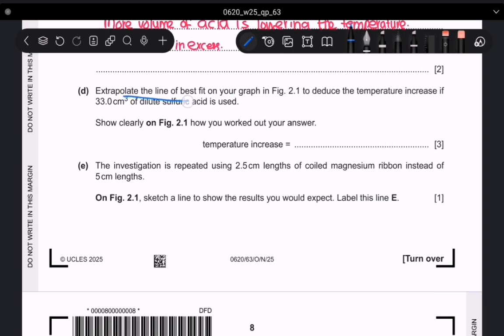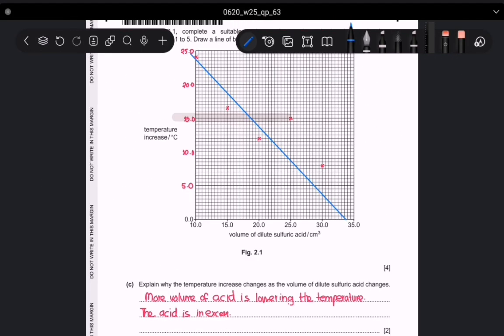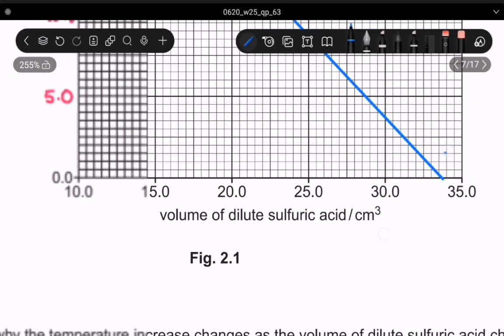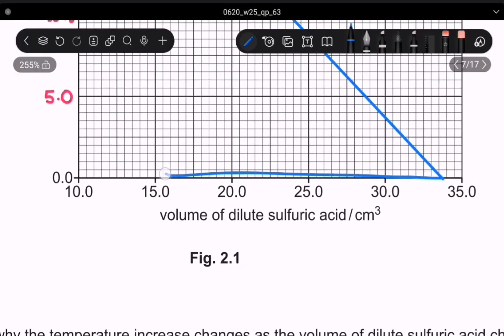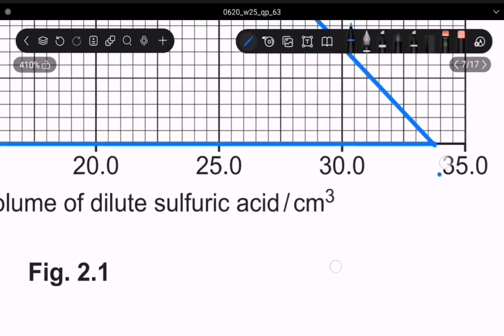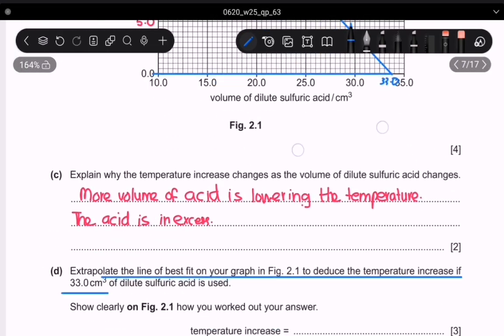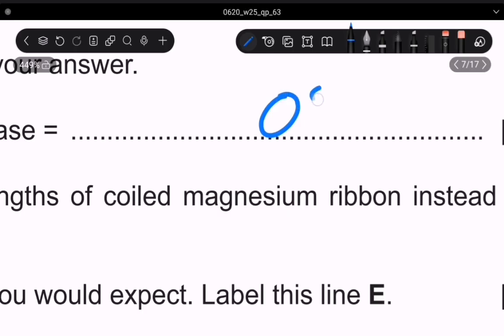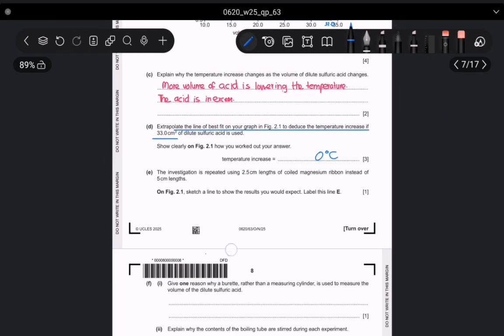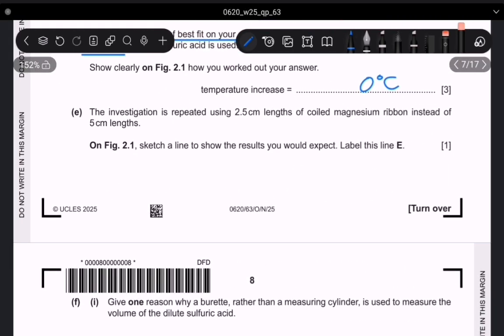Extrapolate the line of best fit on the graph in figure 2.1 to deduce the temperature increase if 33 centimeter cube is used. So if I extrapolate my graph, the line I'm getting is at 0 degrees Celsius. So this is my 33.0, and I'm getting 0 degrees Celsius. So my temperature increase is 0 degrees Celsius. That's the answer.